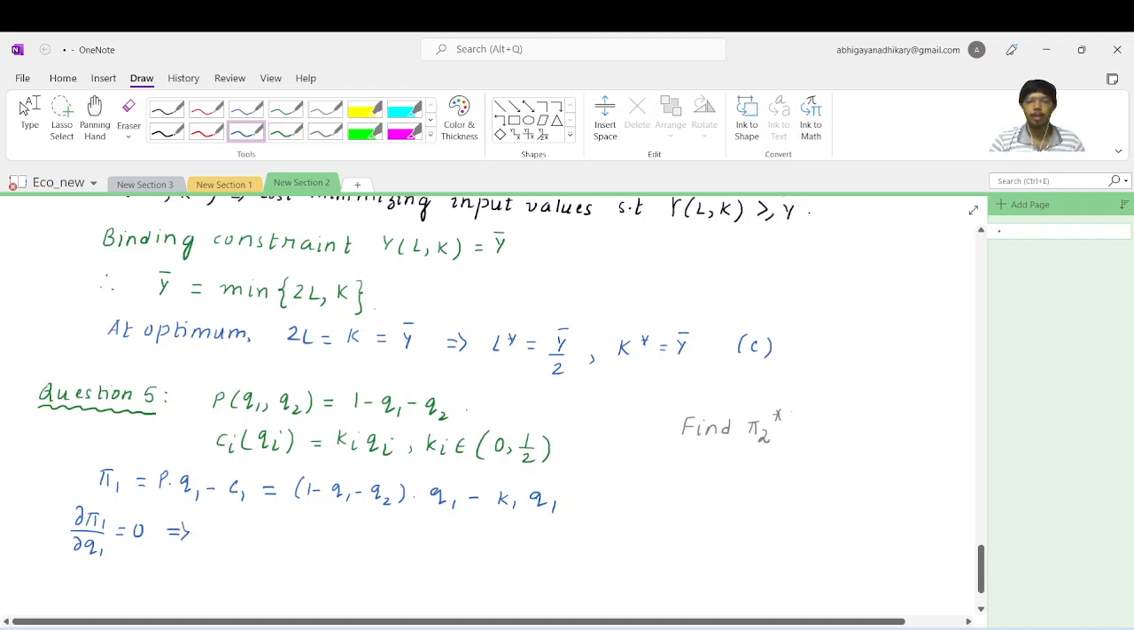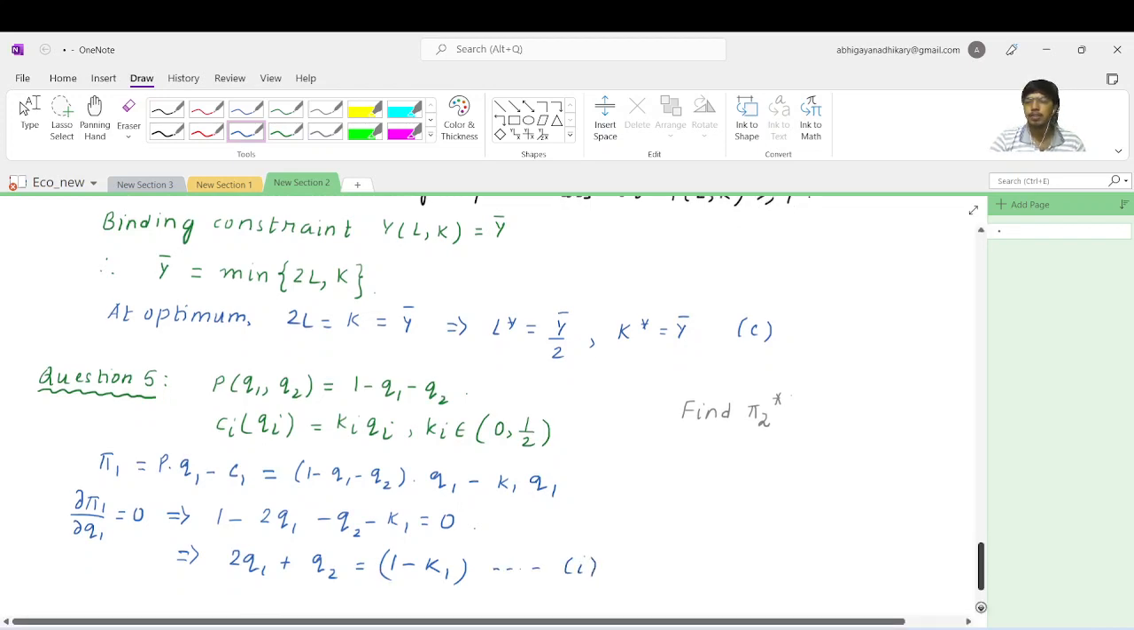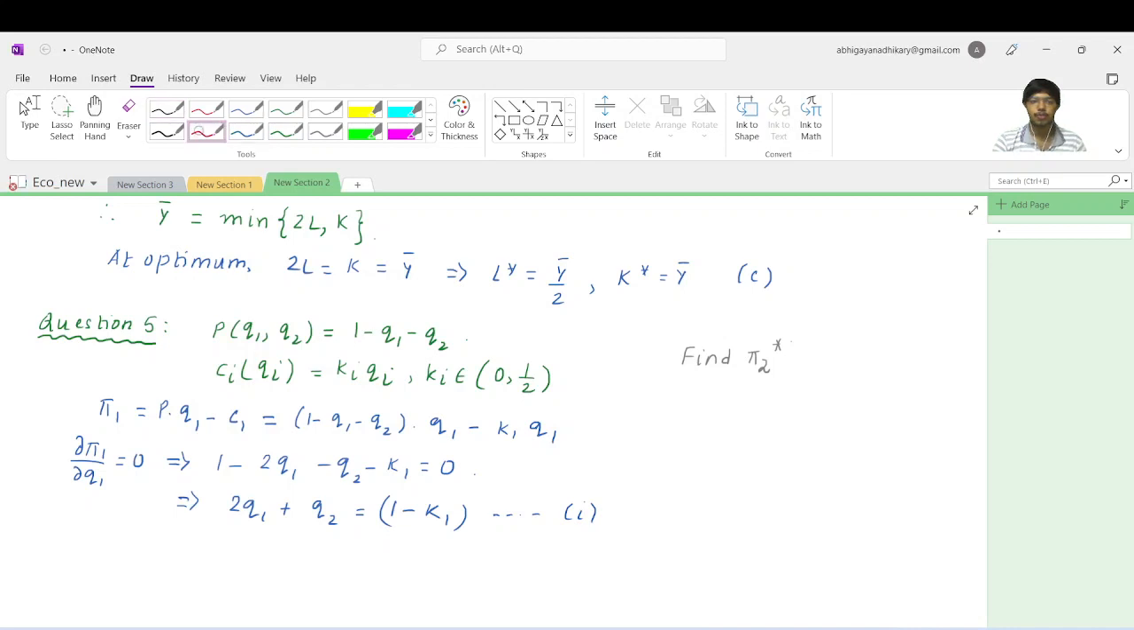So if we maximize pi1 with respect to q1, what are we getting? You will be getting 1 minus 2 times q1 minus q2 minus k1 is equal to 0. If you just swap the sides, you will be getting 2q1 plus q2 is equal to 1 minus k1. This is your equation 1. And k1 lies between 0 and half, so the right hand side is positive.